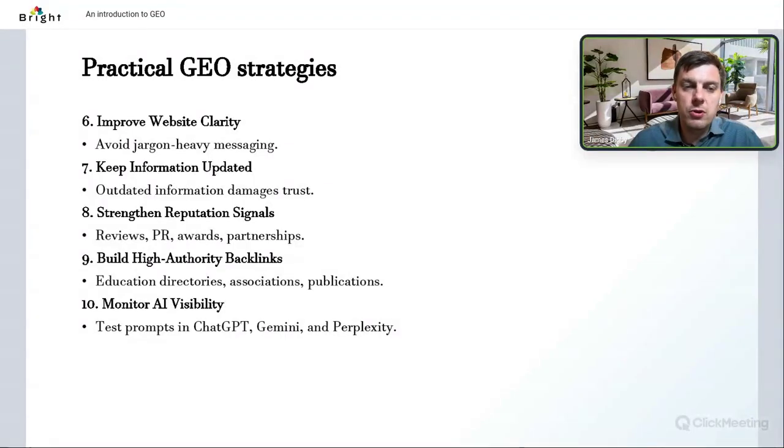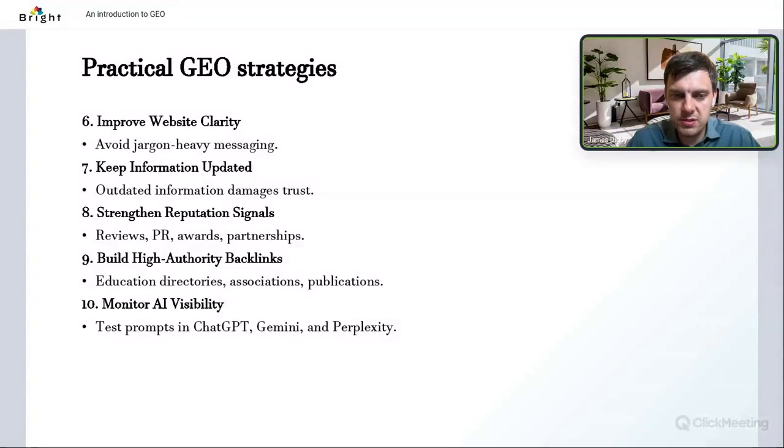Look for anything that you can do to gather reviews, get PR, awards, partnerships, anything that will give you backlinks, but also will give you some of those brand mentions wherever it might be, even if that doesn't include backlinks. And look for things like education directories, associations, and publications that could be giving you some of those high authority backlinks. And then monitor your AI visibility.